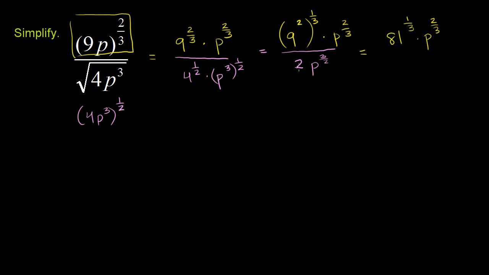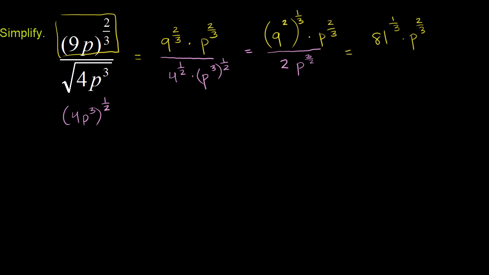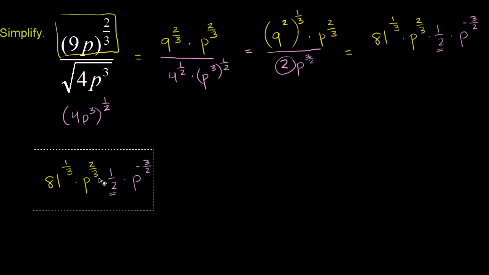Now, instead of writing this 2 and this p to the 3/2 down here, let me just write it as negative exponents. A 2 in the denominator is the same thing as 2 to the negative 1, or 1/2. And p to the 3/2 in the denominator is the same thing as p to the negative 3/2. So this whole expression so far has been simplified to this right over here. Let me copy and paste it, and I'll work on the next line now.